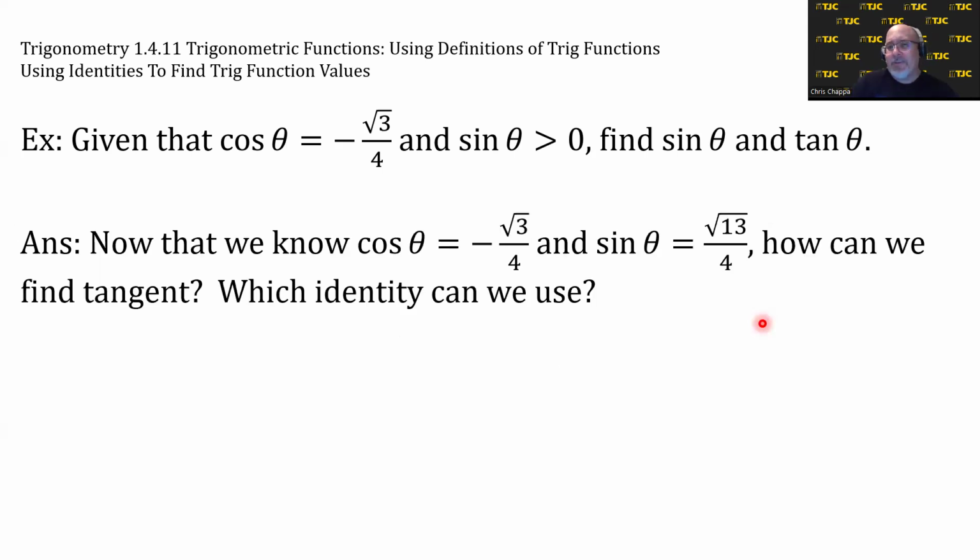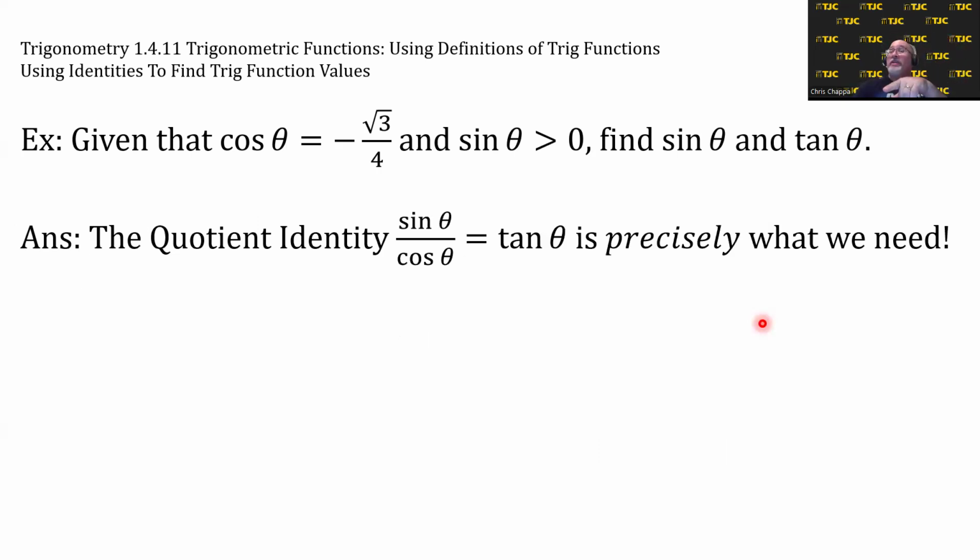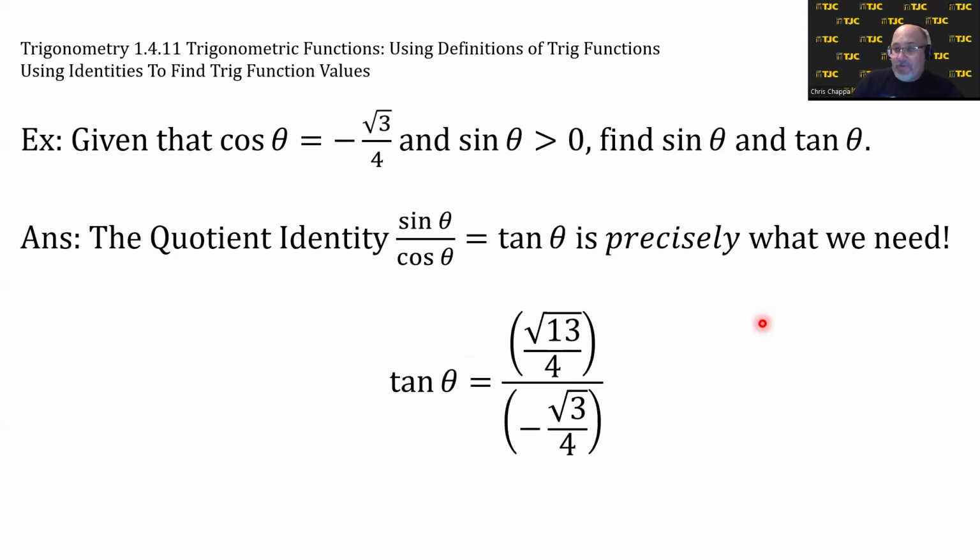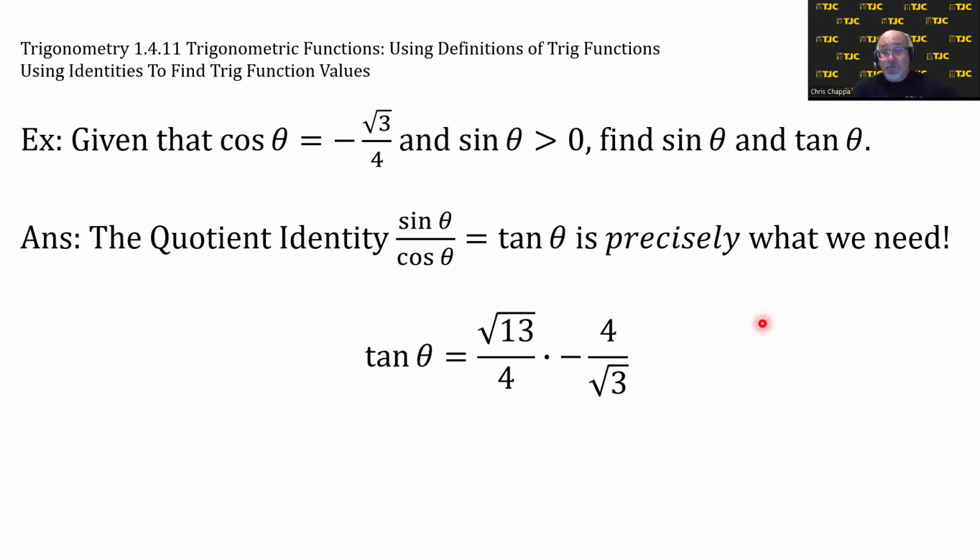Now that we know cosine of theta equals negative square root of 3 over 4, and sine of theta equals square root of 13 over 4, how can we find tangent? Which identity can we use? I needed an identity that involves tangent and cosine and or sine. Aha! Quotient identity. Sine of theta over cosine of theta equals tangent theta is precisely what we need. Tangent of theta is sine of theta over cosine of theta. We know the values of both. Substituted. We're dividing two fractions, so we multiply by the reciprocal of the second one. And we get the square root of 13 over 4 times negative 4 over the square root of 3.